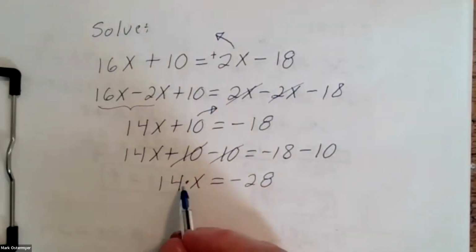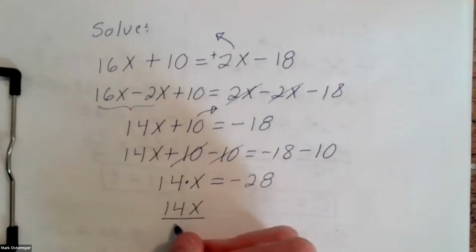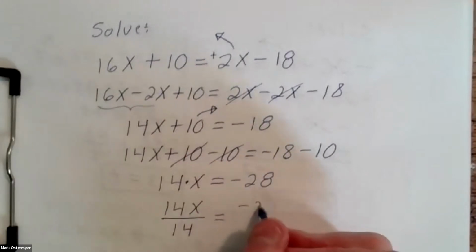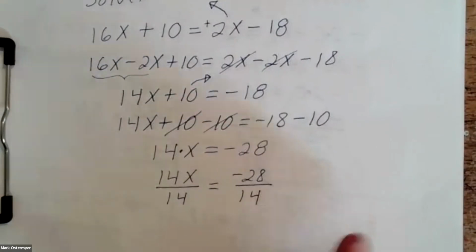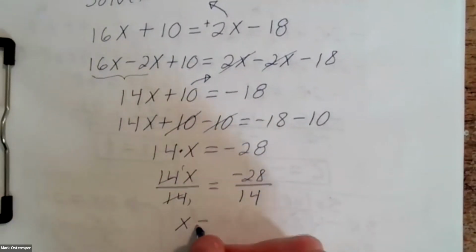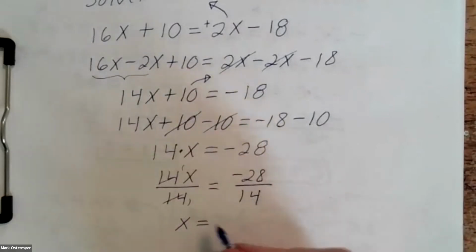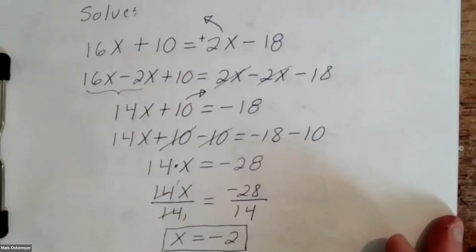Finally, to solve for x, I divide both sides of my equation by 14 to get x all by itself. These 14s on the left side of my equation reduce down to 1s, leaving with 1x or just x. And -28 divided by 14 is -2, and that would be your solution to this equation. X must be equal to -2, and we're done.